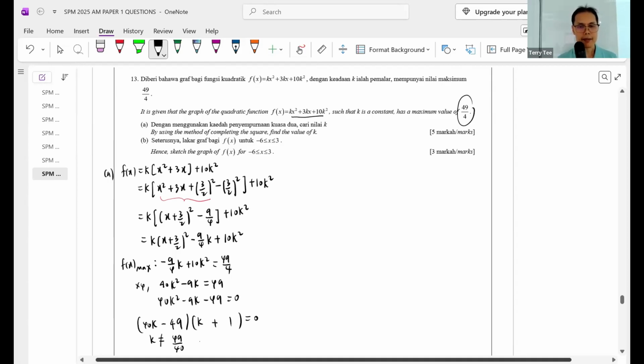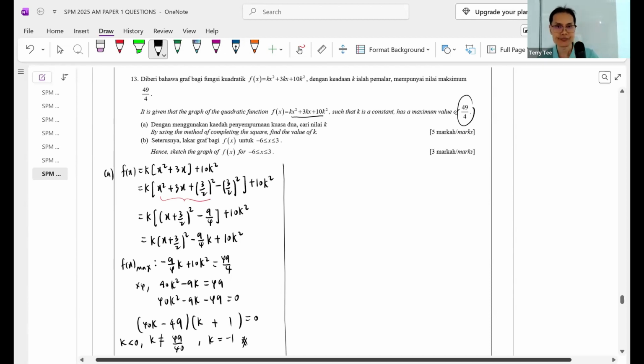Cannot. Why? Because k is less than 0. How do I know k is less than 0? Because they say the function has a maximum value, k should be negative. So k is -1. Okay.